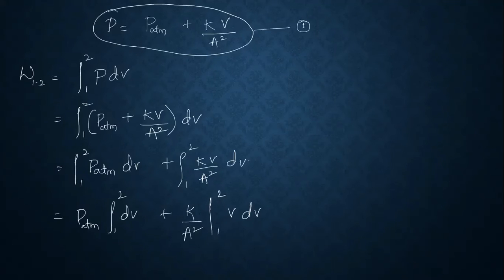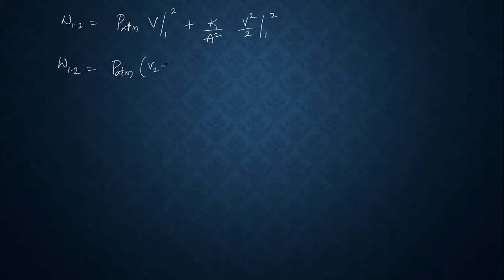Now after doing the integration, W1 to 2, that is the integral of P atmosphere dV plus K by A square V dV, will become P atmosphere V plus K by A square into V square by 2, with limits 1 to 2. Therefore, W1 to 2 is P atmosphere (V2 minus V1) plus K by 2A square into (V2 square minus V1 square).